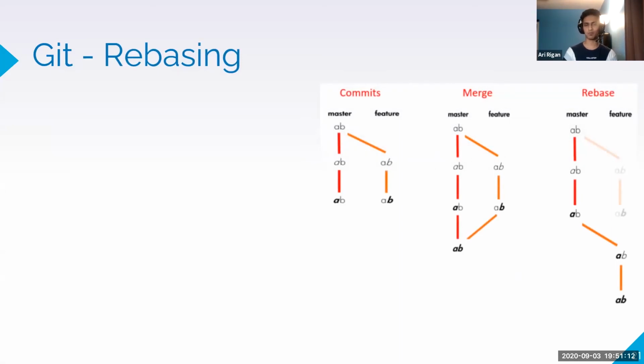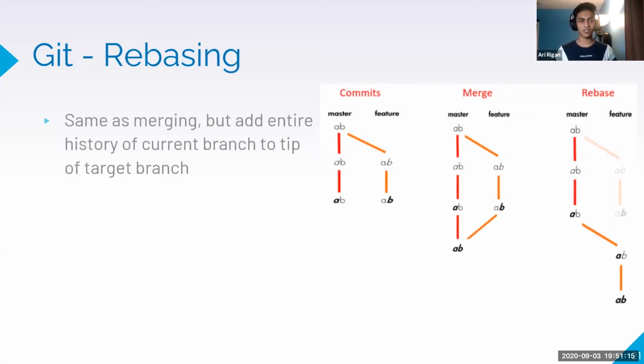Rebasing. Rebasing is a special form of merging. It's the same thing as merging, but you add the entire history to the tip of the target branch. If you see over here on the merge, we keep the history and we just merge it into the most recent part of the master branch. But for rebase, essentially what happens is we collapse them onto each other so that the feature branch ends up being in front of the master branch. So you don't merge them into one node. You just add the tail of the feature branch to the head of the master branch. And this rewrites the history.